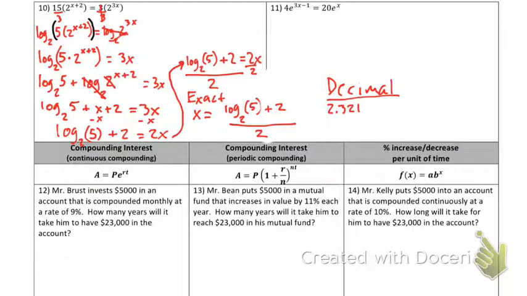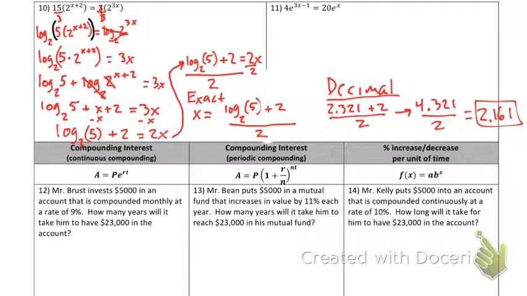2.321 plus 2 divided by 2. So this is going to give me 4.321 divided by 2. And our approximate answer is 2.161 if you round correctly.